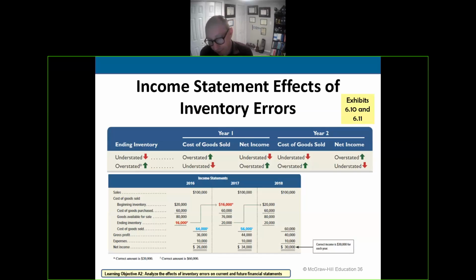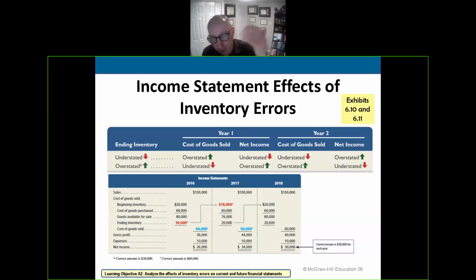Sometimes we need to make adjusting entries for inventory, right? And it happens for a number of different reasons. It could be shrinkage, it could be damaged goods, it could be some type of loss or whatever. But sometimes we need to make adjustments, and those adjustments have impacts on our cost of goods sold and on our net income ultimately.